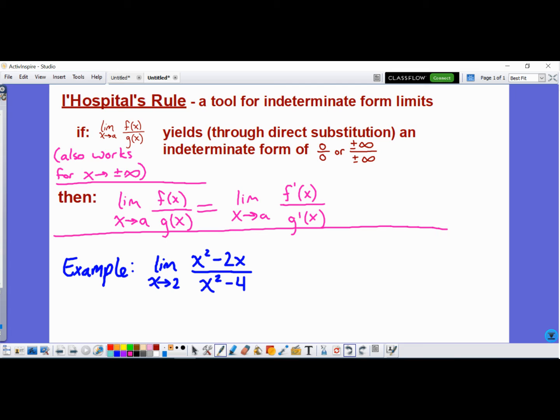So here's this pretty basic example. And again, you could do this one without L'Hopital's rule, right? You could factor out an x on top. You can factor the bottom as a difference of squares, and you'll be able to reduce an x minus 2 factor that is responsible for the 0 over 0. And then you could just plug in 2 again and get an answer, right? However, I'm trying to show you L'Hopital's rule here, so let's do it.